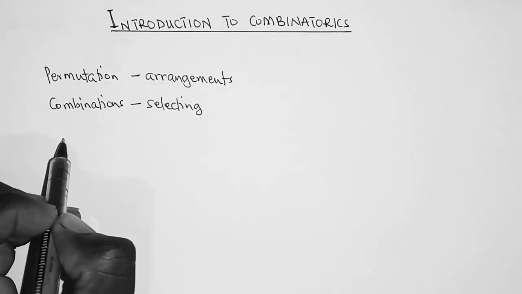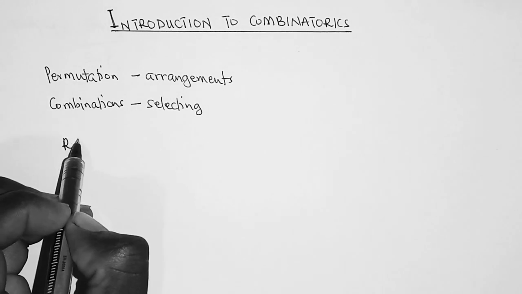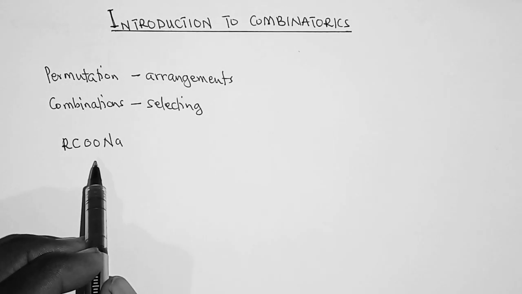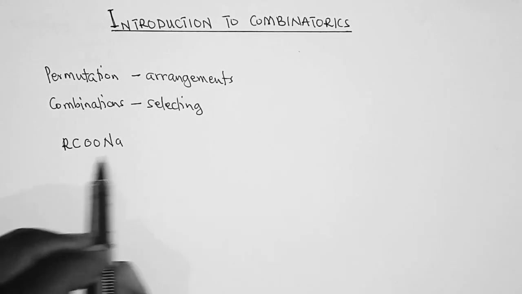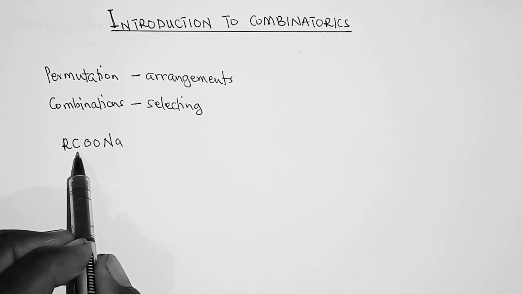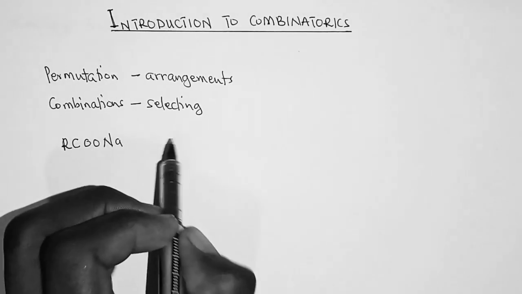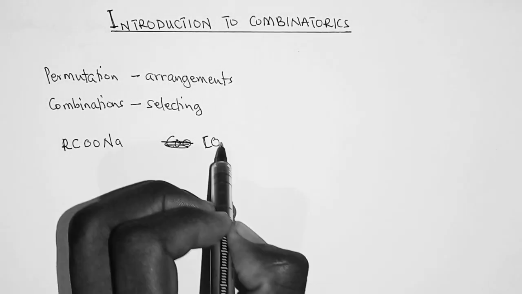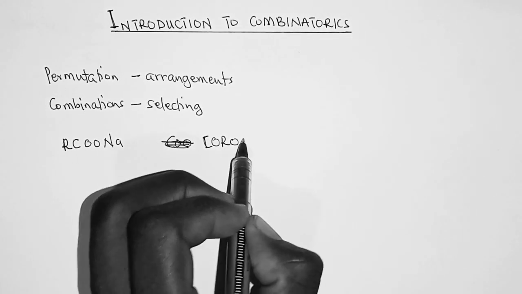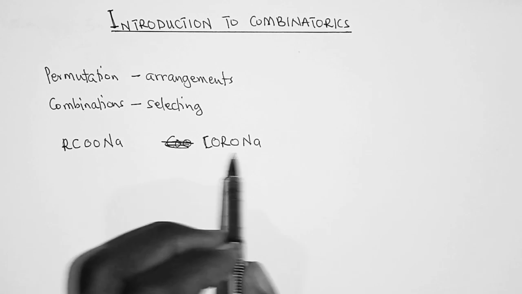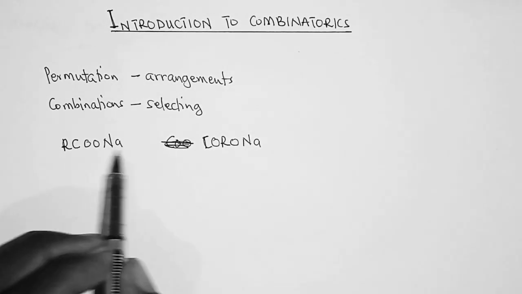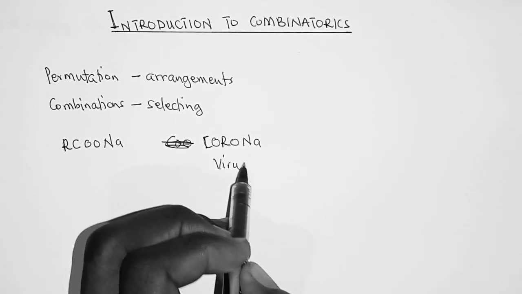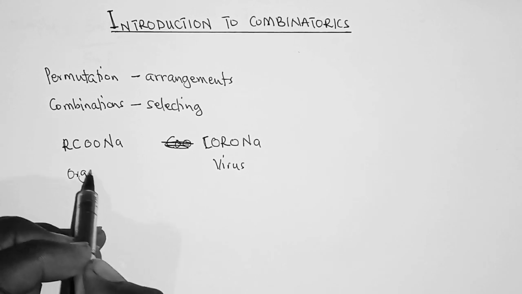For example, let's say we have this word RCOONa. What is this? This is sodium alkanoate. Sodium alkanoate is an organic molecule. Now, let's say we rearrange starting from C. So if we start from C, then O, R, and O, then Na. You see that now the word has changed. First, it was sodium alkanoate. However, this is corona. So this is a virus, and this is an organic molecule.